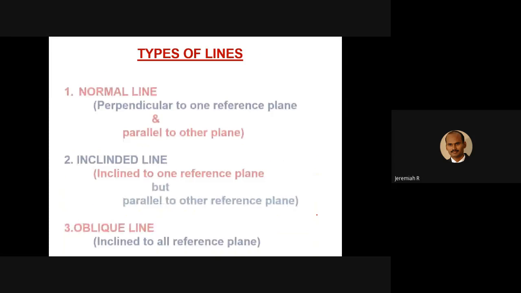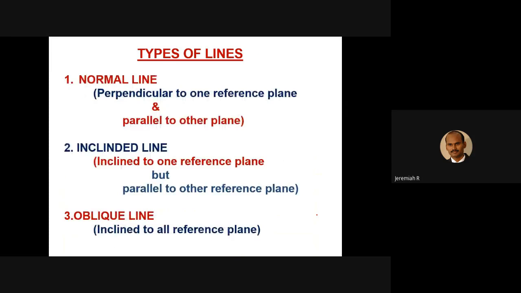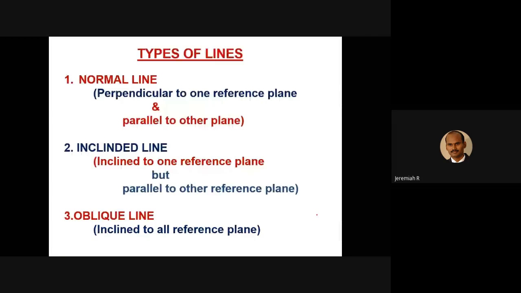So, types of lines. There are 3 types. Okay, normal line. When you say normal line, it is perpendicular to one reference plane.